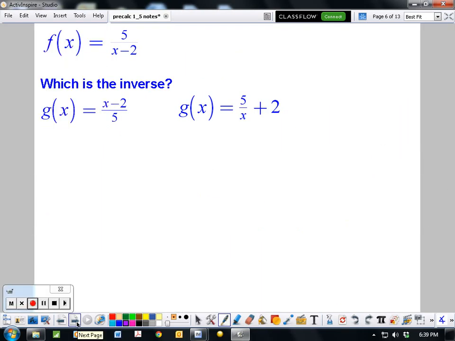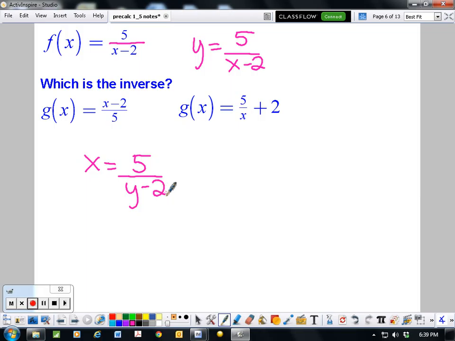Okay, so now we have the function f at x is 5 over x minus 2, and we're going to try and figure out what the inverse is. So the first thing I'm going to do is rewrite this as y equals 5 over x minus 2. And then I'm going to switch those x and y's around. So now I have x equals 5 over y minus 2.